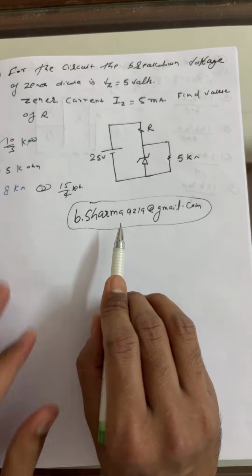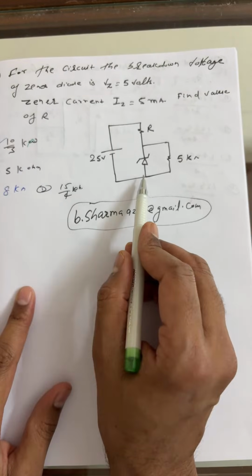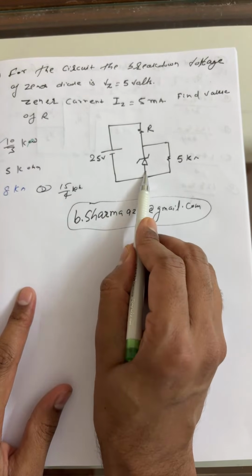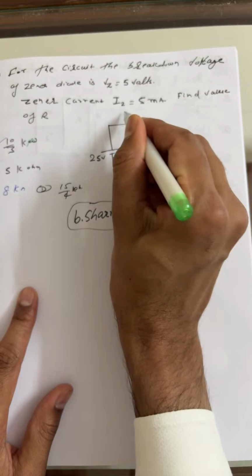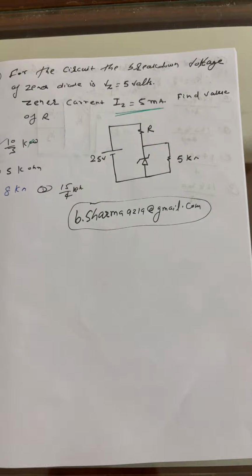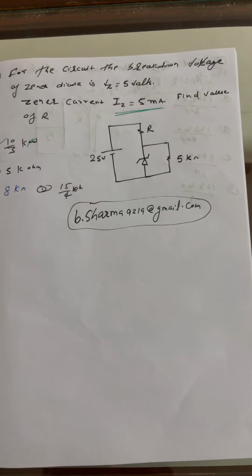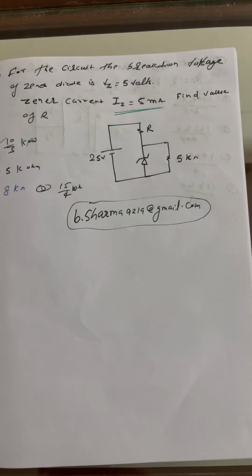Now, this is the Zener diode, beta. In the question, what is the Zener current? What is the Zener current?